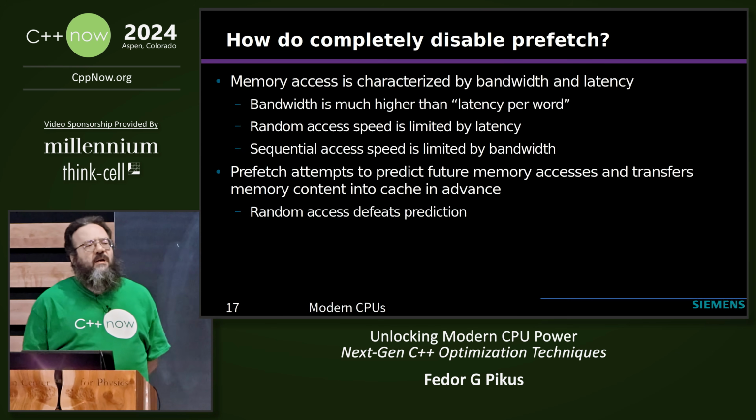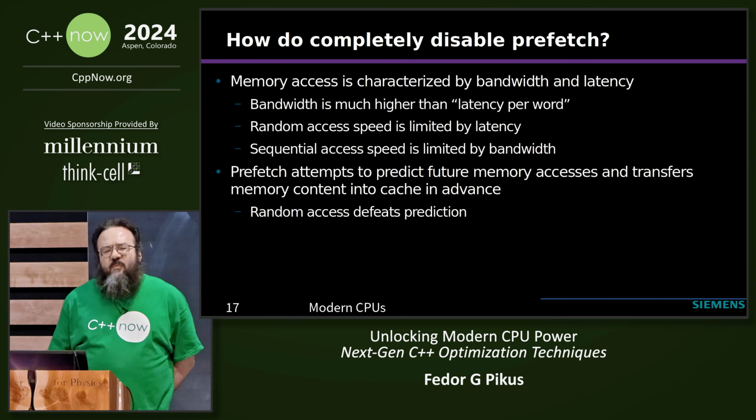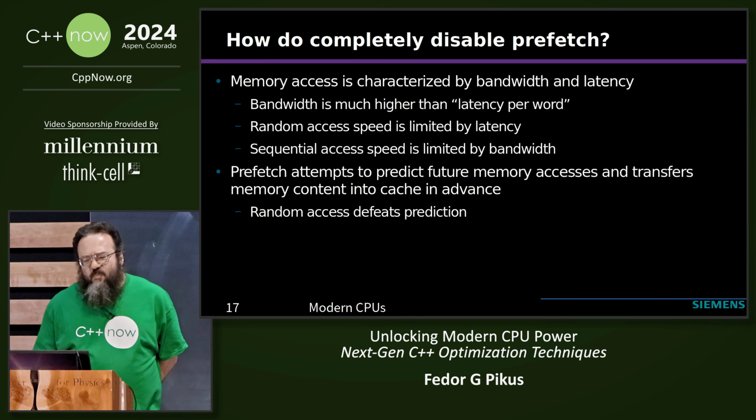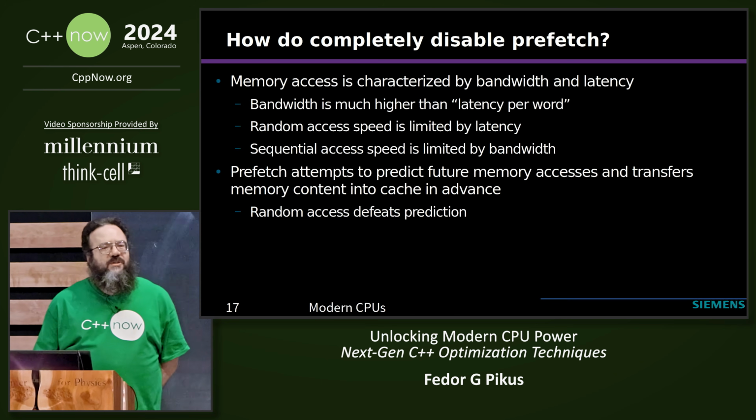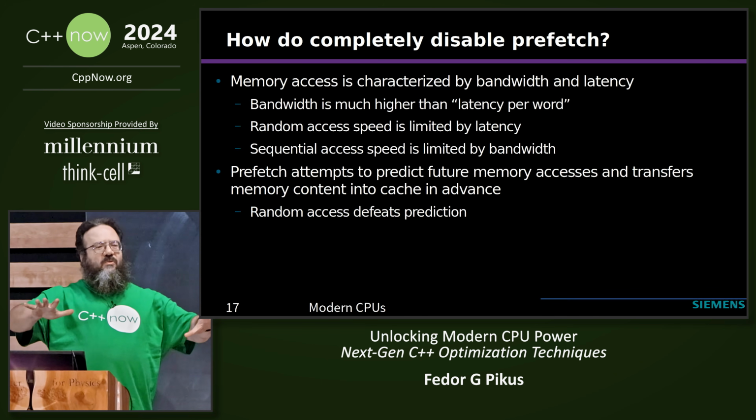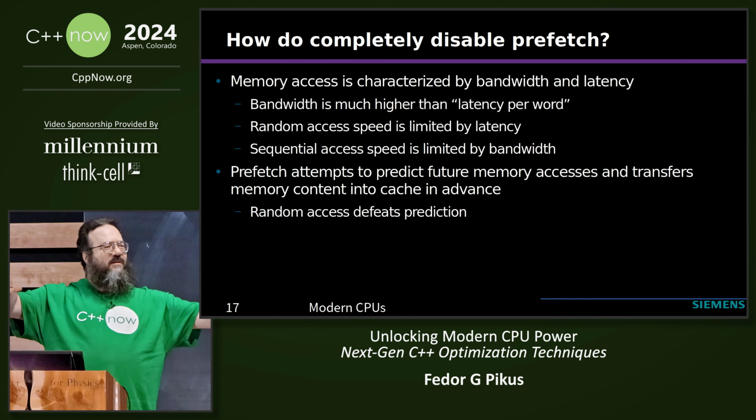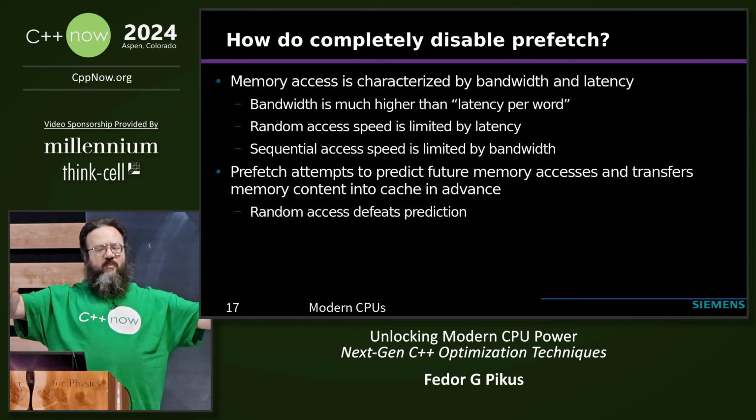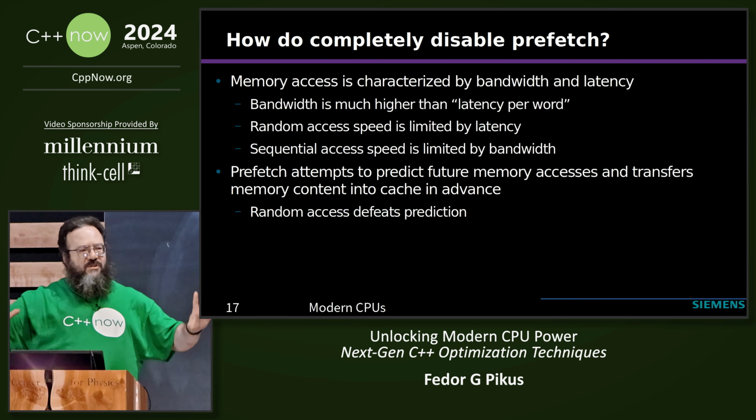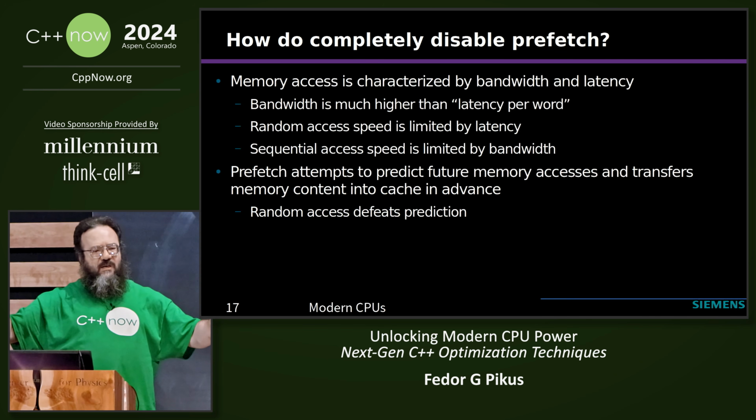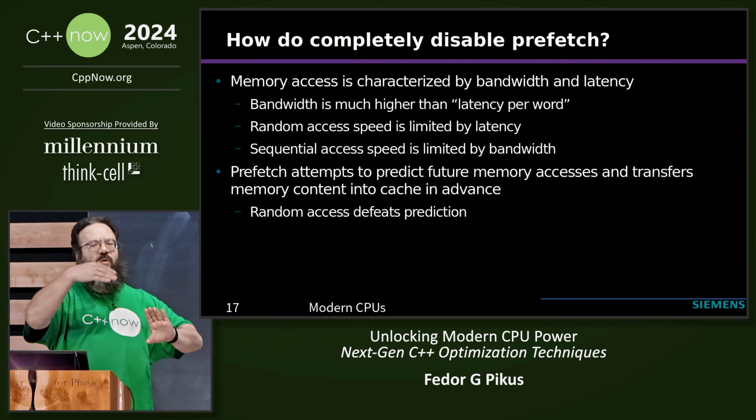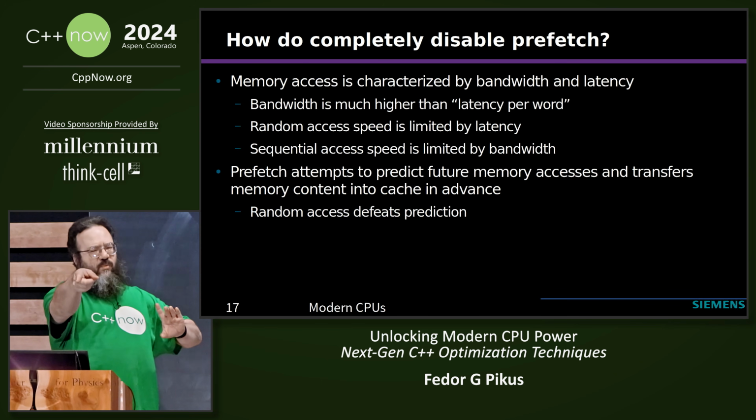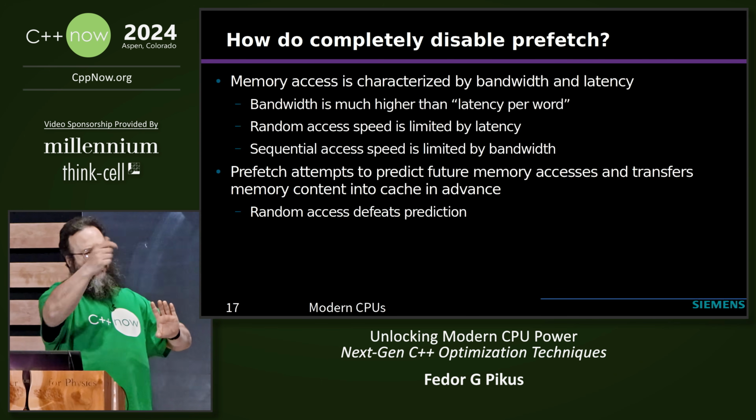Okay, step number one, we're going to completely destroy the prefetch. Well, that part is easy. So to understand what the prefetch does, who here doesn't know what the prefetch does? Okay, there are a few people, all right. Memory has two performance characteristics, bandwidth and latency. Bandwidth is how fast you can stream data continuously. Latency is how quickly, after you issue a request for a particular address, the response comes.